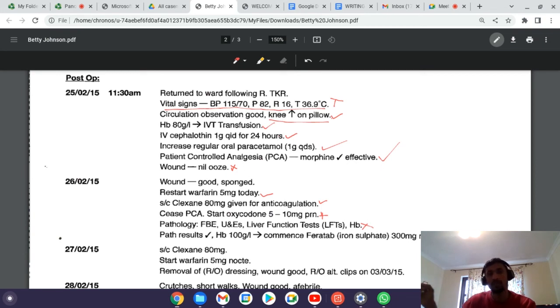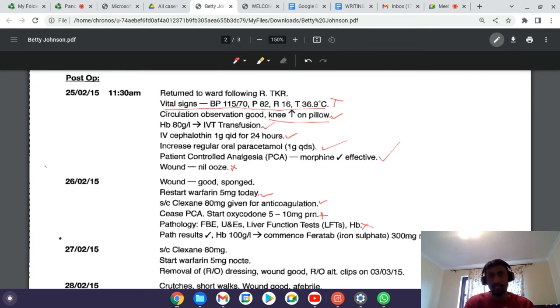Yeah. So warfarin was restarted on that particular day. You can mention that. And again, Clexane 80 mg given for anticoagulation. The Clexane is also on that particular day. And PCA is stopped and started oxycodone tablet 5 to 10 milligram PRN. Needs to know, it's not an irrelevant information. It is a very important information. Even after the surgery, the patient is going with the wound and things, so there should be pain. So the pain needs to be managed. So the PRN oxycodone 5 to 10 milligram is a very important information that the patient's GP needs to know.